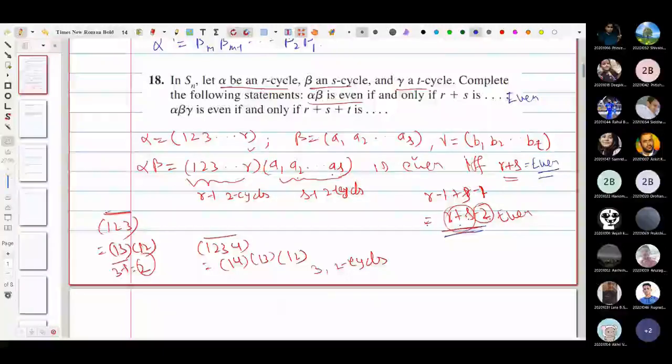Similarly, they are writing this is even if and only if, for this one there. So similarly, alpha, beta, and gamma is even if and only if R plus S plus T minus 3 is even. And this is even when? Because we are subtracting an odd number, so this should be odd. I think things are clear to you.